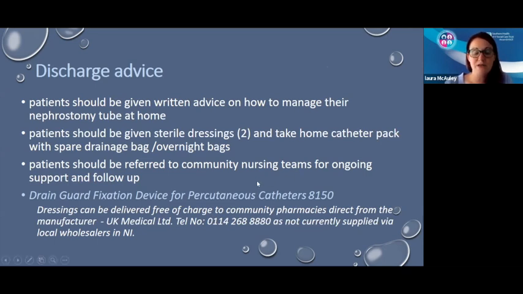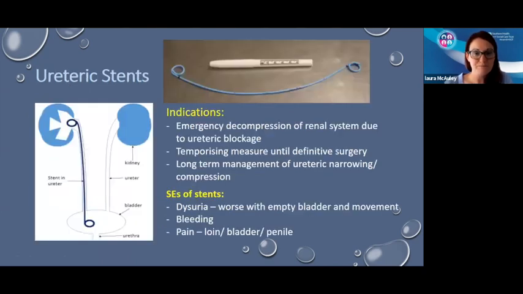For nursing staff in particular, if anyone's watching this from a nursing background, there are drain guard fixation devices for nephrostomy catheters that are really, really good, and they can be got free of charge, but you need to get them straight from the manufacturer. So just see below a name and contact number, as they're not supplied currently via wholesalers in NI. But these are really good fixation devices for patients who have long-term nephrostomy tubes, because they find it helps secure it all very well.